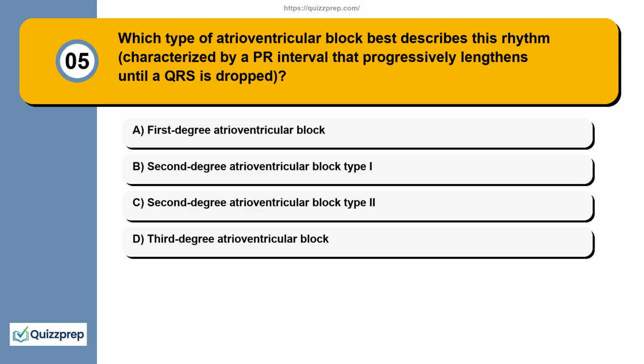Question 5. Which type of atrioventricular block best describes this rhythm, characterized by a PR interval that progressively lengthens until a QRS is dropped? First degree atrioventricular block. Second degree atrioventricular block type I. Second degree atrioventricular block type 2. Third degree atrioventricular block.